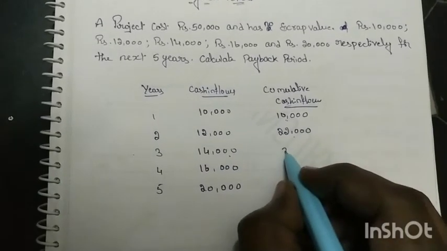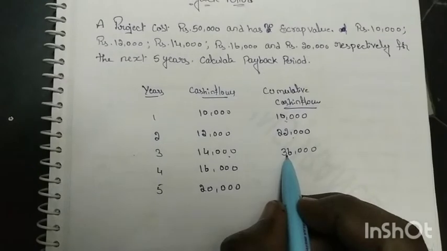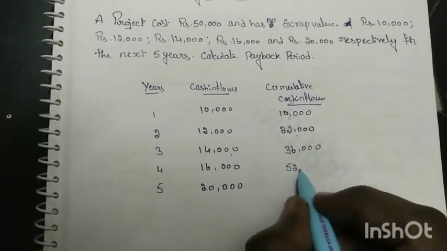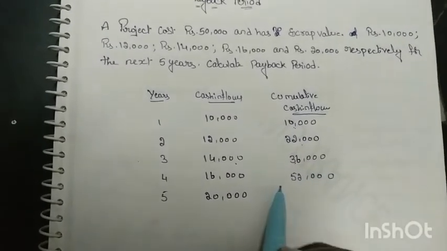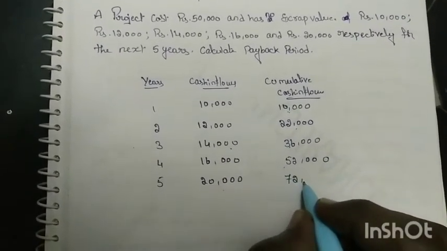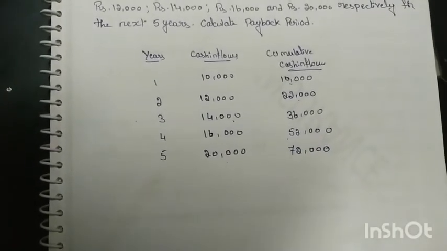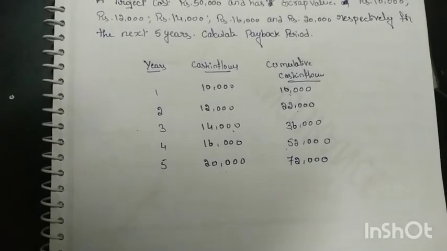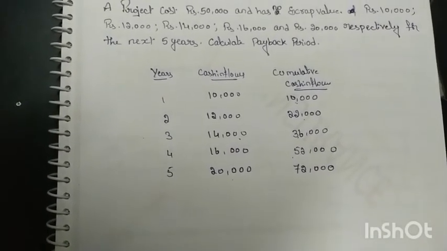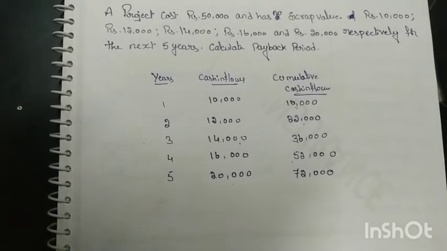And for the third year, to this 22,000 you will add the third year cash inflow 14,000, so that will become 36,000. And for the fourth year, 36,000 plus 16,000 will become 52,000. And lastly, 52,000 plus 20,000, so for the fifth year the cumulative cash inflow will be 72,000. Like this we calculate the cumulative cash inflow. So now you have calculated the cumulative cash inflow. Now from this you should calculate the payback period.